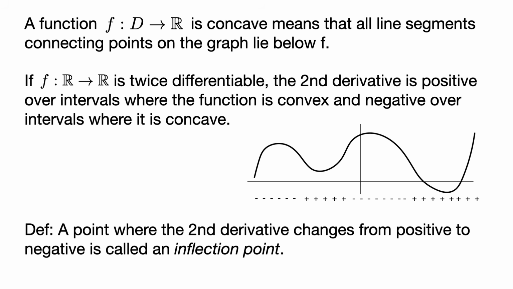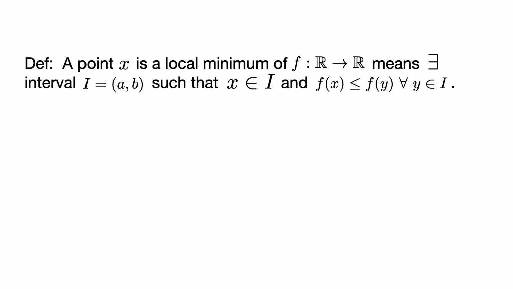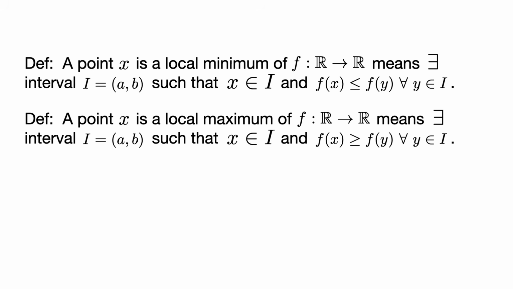A point x is a local minimum of function f that maps the real numbers to the real numbers means there exists an open interval I from a to b such that x is in I and f of x is less than or equal to f of y for all y in the interval I. Similarly, a point x is a local maximum of the function means there exists an interval I such that x is in I and f of x is greater than or equal to f of y for all y in I.